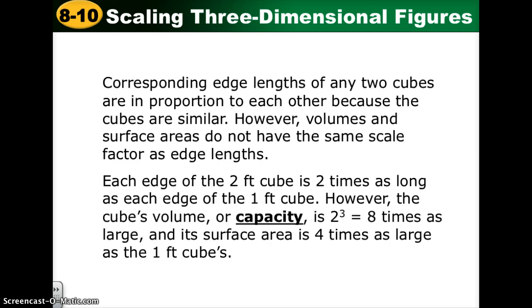Let's look at what this does. Corresponding edge lengths of any 2 cubes are in proportion to each other because the cubes are similar. However, volumes and surface areas do not have the same scale factor as edge lengths. Each edge of the 2 foot cube is 2 times as long as each edge of the 1 foot cube. However, the cube's volume, or the capacity we could call it, is 2 to the third equals 8 times as large, and its surface area is 4 times as large as the 1 foot cube's.